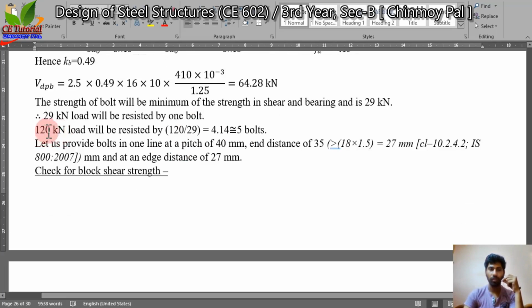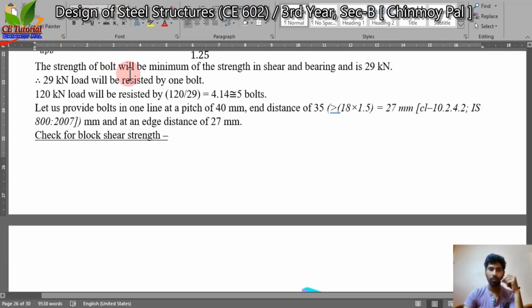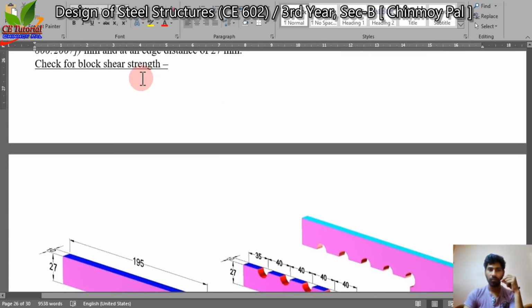So to resist the 120 kilonewton load, the required number of bolt will be 4.14, and the actual number of bolt will be 5. So let us provide bolt in one line at a pitch 40 millimeter, end distance 35 millimeter. I am not providing the minimum edge distance here. The minimum edge distance is 27 in IS 800 plus 10.2.4.2, you can see. Now I am providing the greater one, and edge distance is 27 millimeter. Now we have to check the block shear strength.